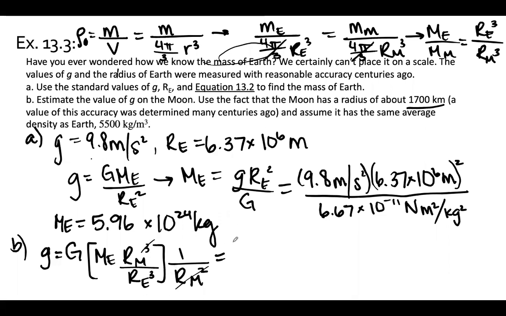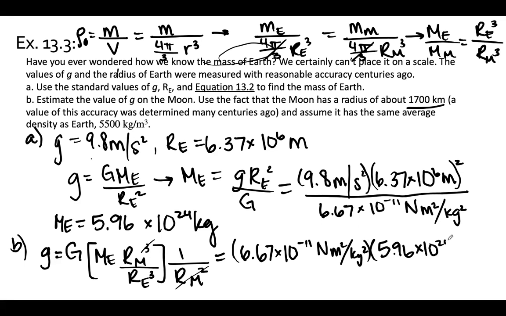And so we can write this now as 6.67 times 10 to the negative 11th Newton meters squared over kilograms squared, times the mass of the Earth, which we just solved for as 5.96 times 10 to the 24th kilograms, times the radius of Earth, which I don't have room to write, but we know it's the same as this one here.